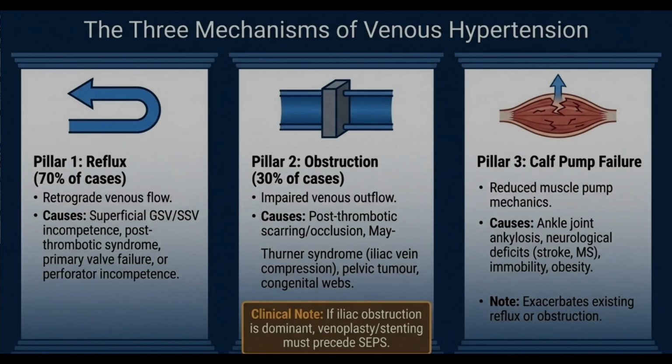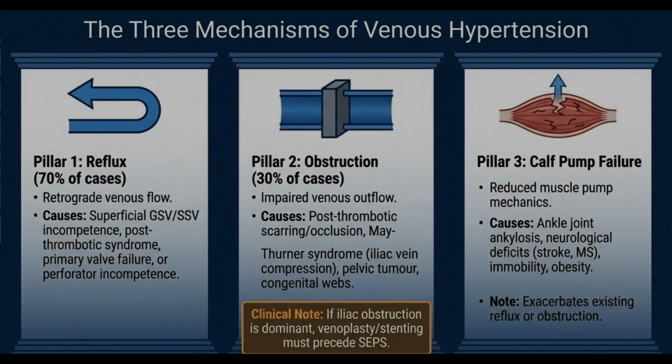The three main mechanisms of the venous hypertension. First one is the reflux. In 70% of the cases, there is retrograde venous flow, which causes superficial GSV or SSV incompetence, post-thrombotic syndrome, primary valve failure, or perforator incompetence.